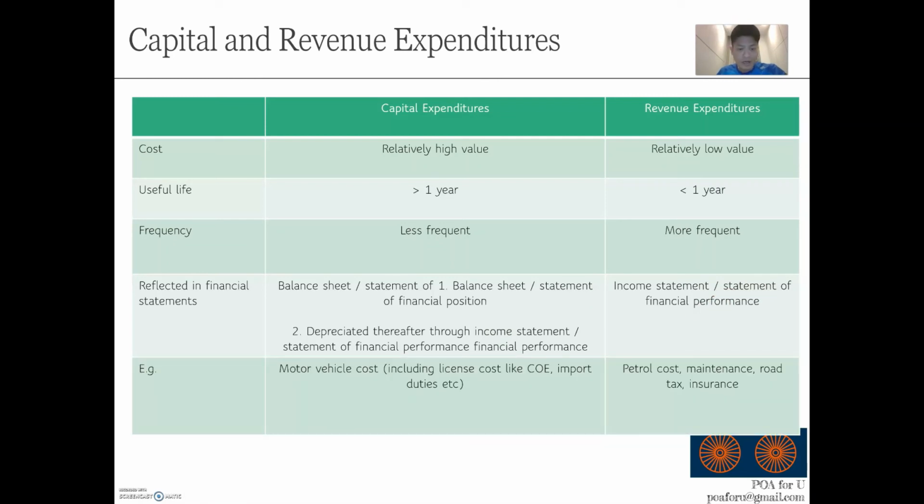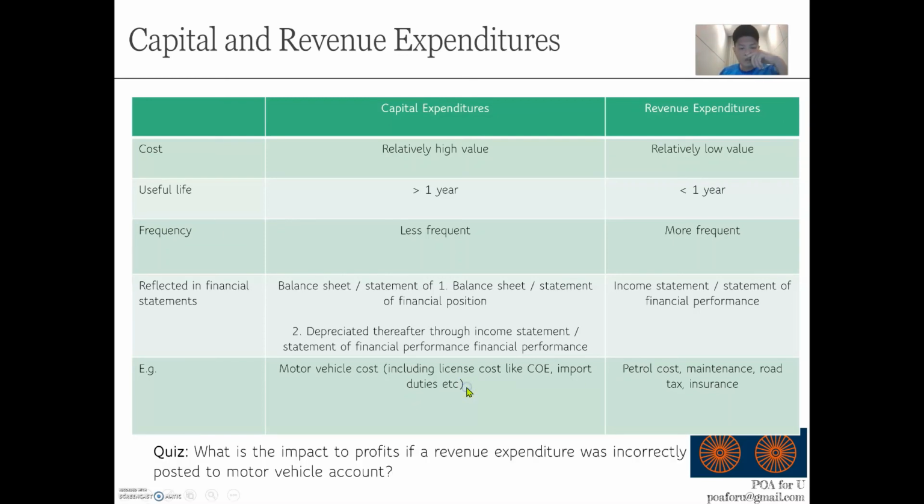That's it. Examples: motor vehicles cost, and this would include things like license, import duties, and stuff like that. It's not only the cost of the asset itself, it's whatever cost that is needed to bring the asset to you, okay? And good for use, right? Other things like revenue expenditures would be expenditures that are recurring: petrol, maintenance fees, tax, insurance, road tax, insurance, and stuff like that. Okay, so quiz.